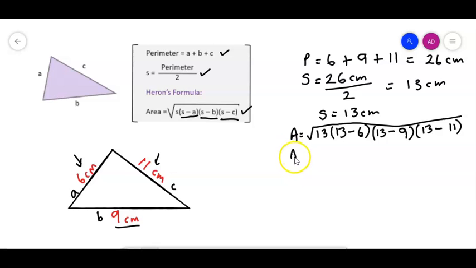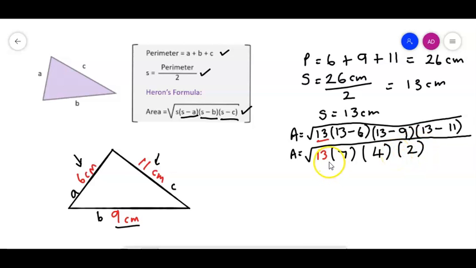So the next stage is to work out the parts that are in the brackets. Order of operations says we need to do brackets first. So I'm going to carry down this 13 here. We're not doing anything with that yet. We're just working out what's in the brackets. So 13 subtract 6 is 7. 13 subtract 9 is 4. And 13 subtract 11 is 2.